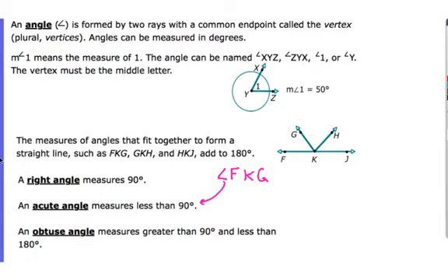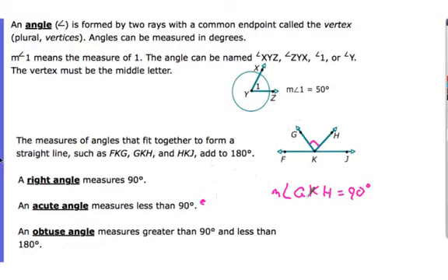If I have a little symbol here, like this, this little square means that this angle, JKH, is 90 degrees. Another little symbol here: if I put a little M out front, that means that the measure of angle JKH is 90 degrees.